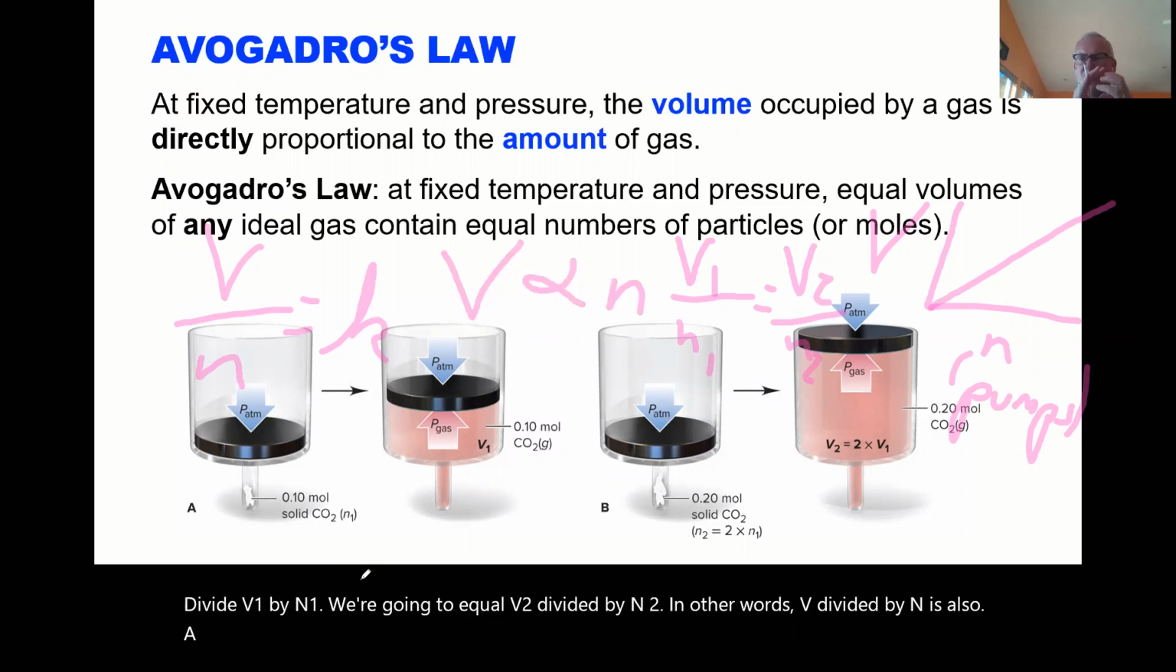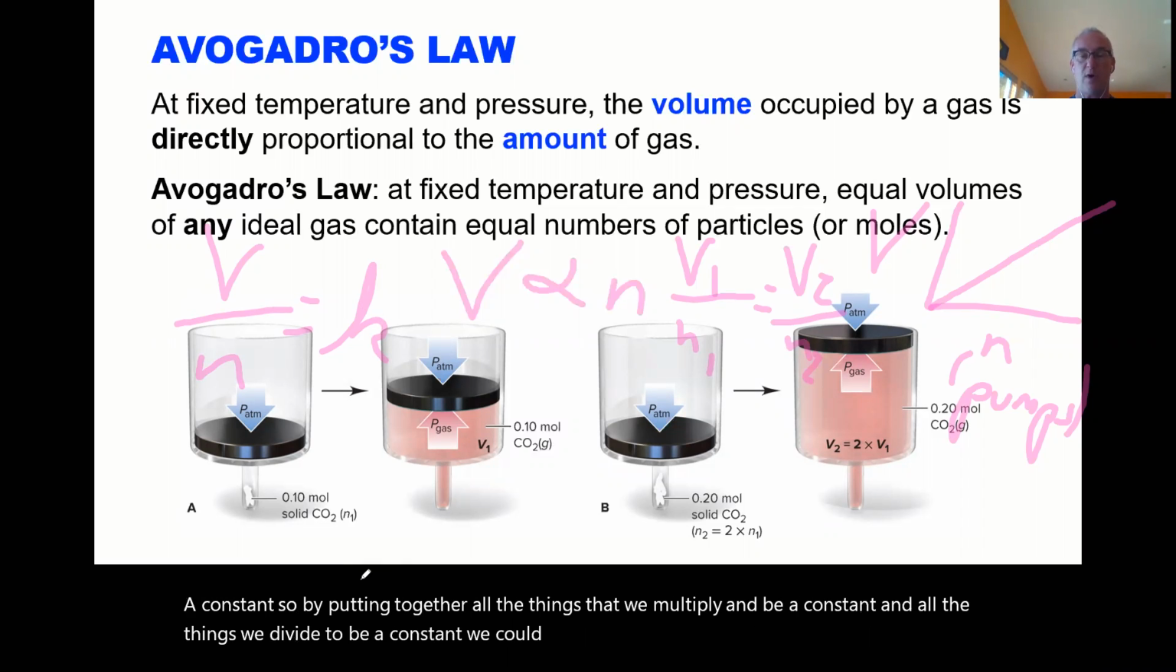So by putting together all the things that we multiply to be a constant, and all the things we divide to be a constant, we could put all the laws together in one super duper law called the ideal gas law.